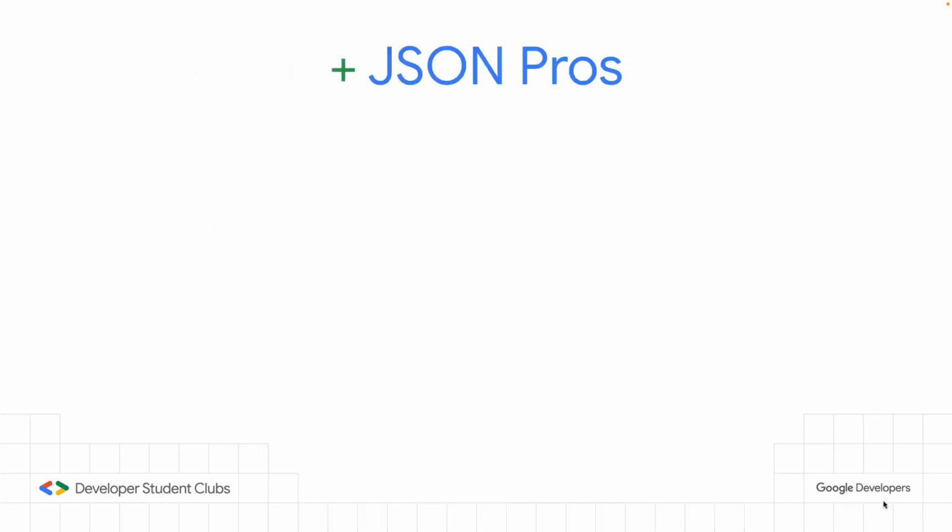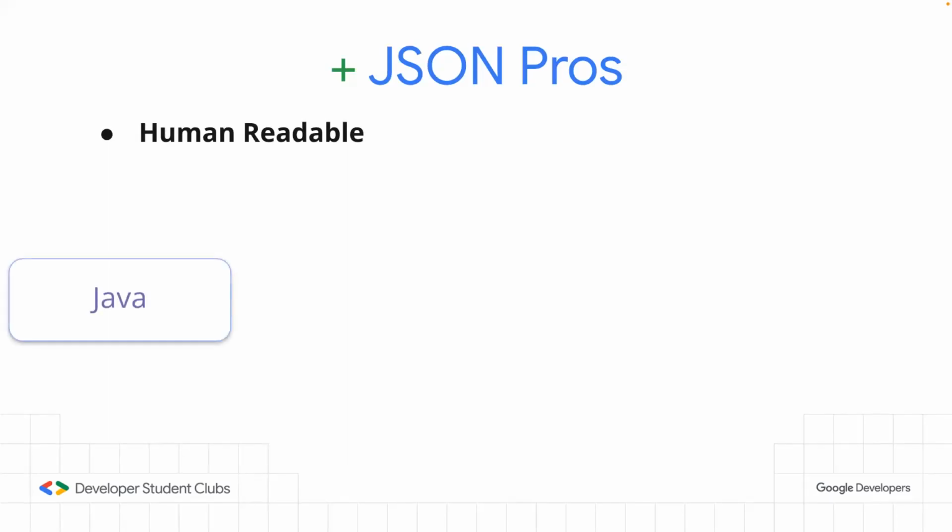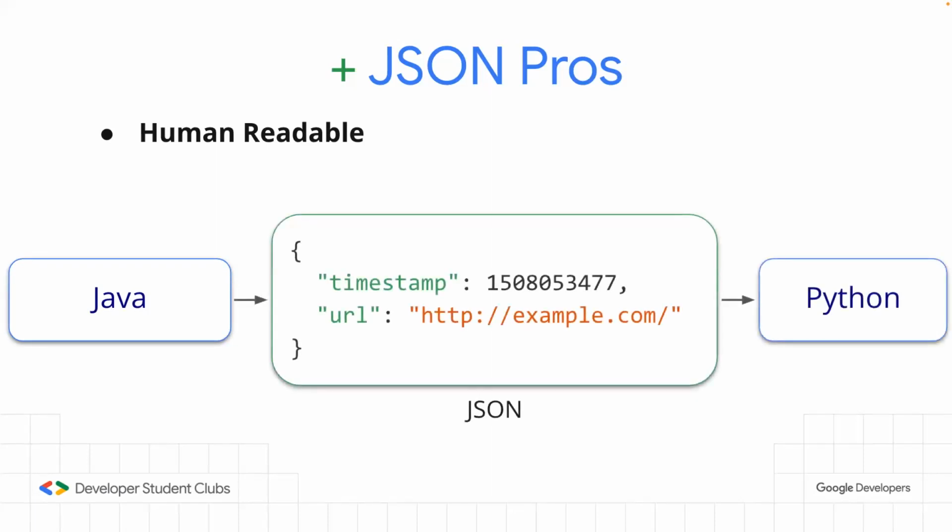So we'll go over some JSON pros really quickly. One awesome thing about JSON, it's human readable. So say I have this example of a program sending another program a JSON. We can all see how readable this is. It's got two fields, a timestamp and a URL. One's an integer, the other one's a string, super readable. That's one of the great things about JSON.